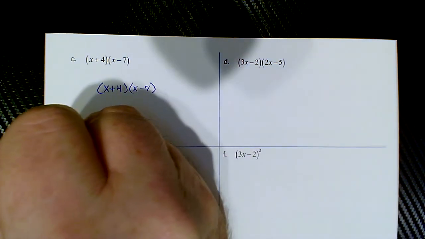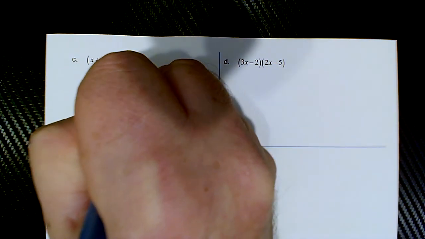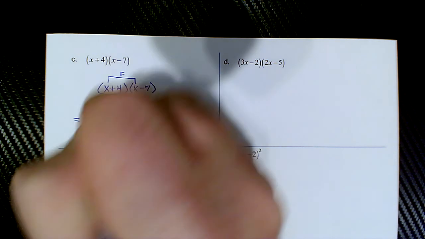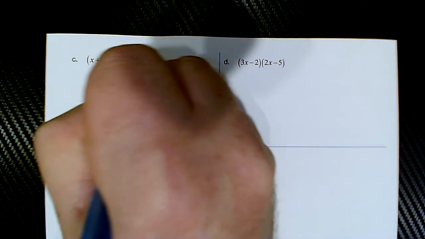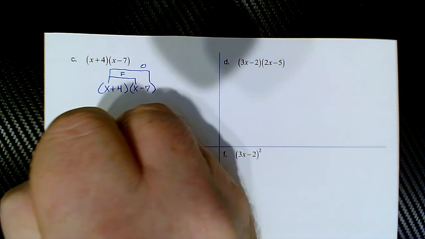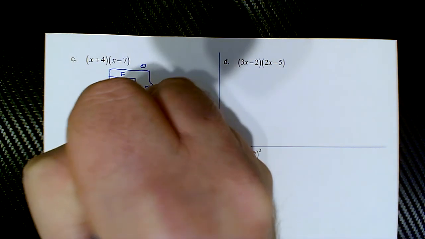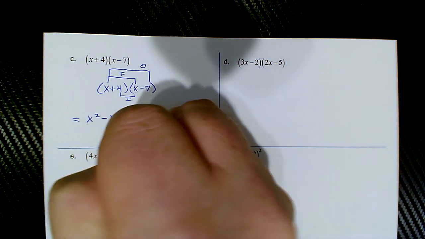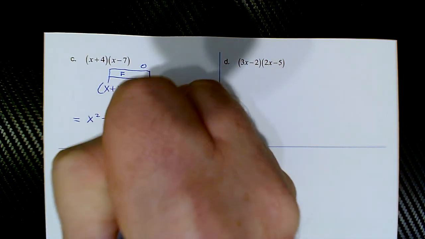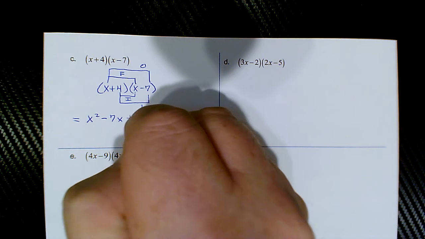Take the product of the first. X times x gives x squared. Product of the outers. X times negative 7, negative 7x. Product of the inners. Positive 4 times x plus 4x. And product of the last. Positive 4 times negative 7, negative 28.